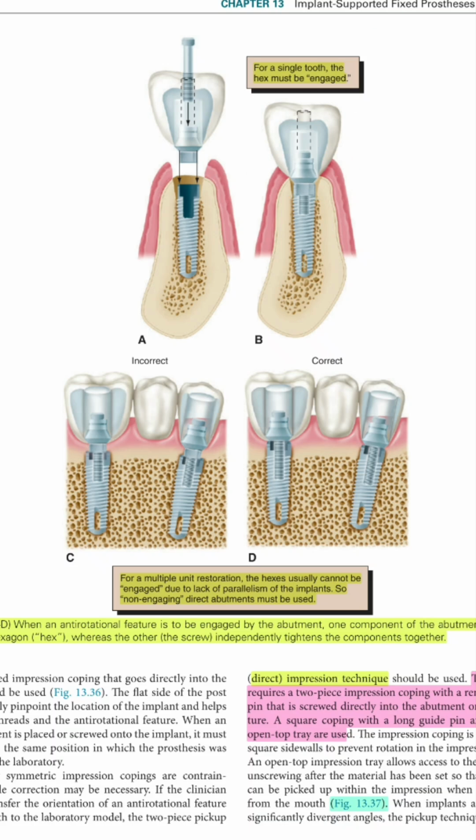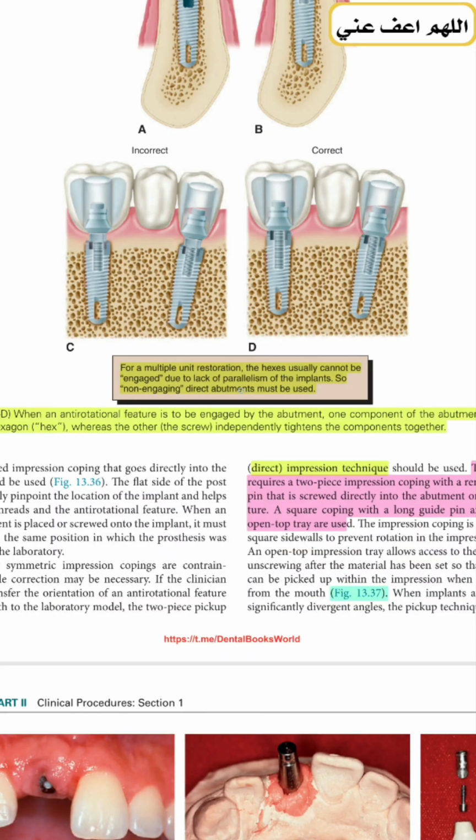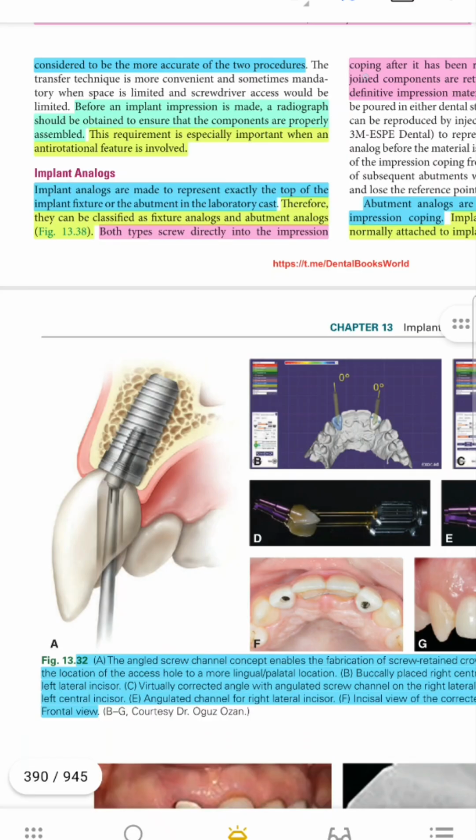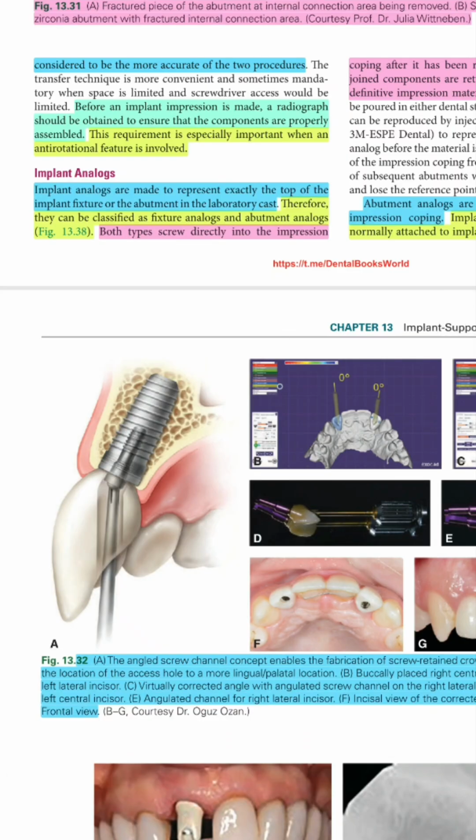that fixes the whole components. But when we have multiple unit restorations, the hexes cannot be engaged due to the lack of parallelism of the implants, so we use non-engaging direct abutments in these cases. Here at the neck, this is the anti-rotational hexagon, and this is the direct attachment. Now let's discuss the implant analog.